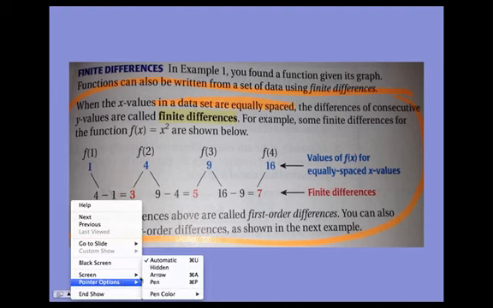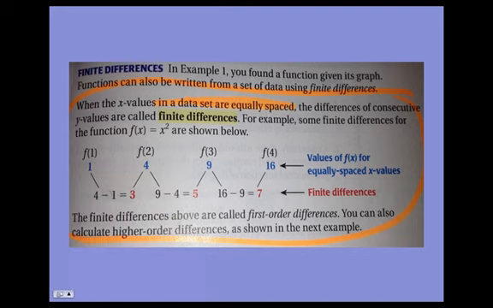So in the book here, it shows you about finite differences. I just took a picture of it. Like I said, when the x values in a data set are equally spaced, the differences of the consecutive y values, we're taking the differences of the y values and we're calling them finite differences. They show you an example here. It could look a little different than what I showed, which was a table. This is basically a table. F of 1 means when x is 1, the y value is 1. When x is 2, the y value is 4. So this is basically a table.